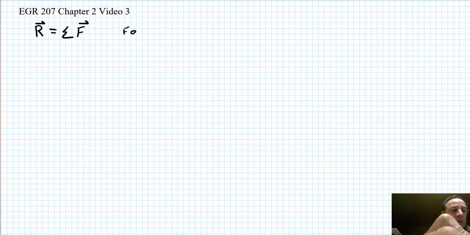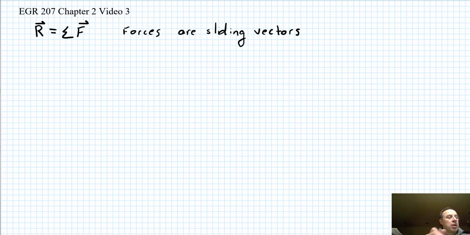Forces are sliding vectors. That describes the way they can be repositioned. Remember we talked about along the line of a force. Okay, and moments: some moment about O, and this R is a resultant. So it's a resultant moment about the point O, which is the sum of all the moments about O, and this really shouldn't have a sum there.